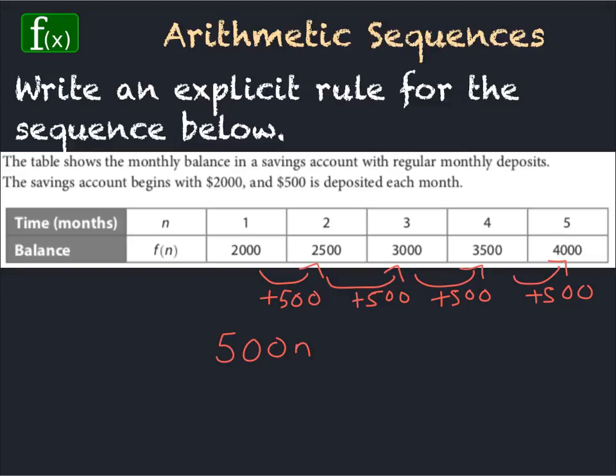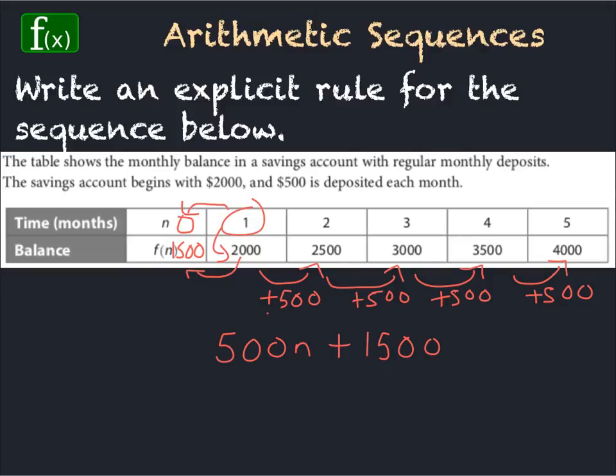Now, here's the thing, though. If we use this rule right here, this wouldn't work, right? Because 500 times 1 would not be 2,000. So, in this case, you could think of this as two ways. We could either just recognize that we're going to have to add a constant to this in order to make this true, which would be plus 1,500, right? Or you could go back to, well, what would f of 0 be? What would our 0 term be? And if we do that, our 0 term would be 1,500.